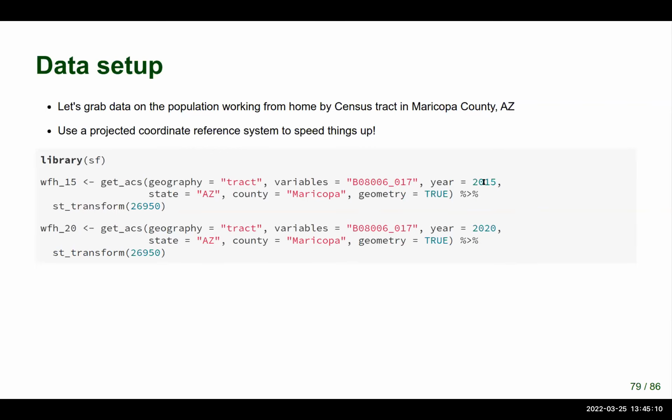And so the variable that we're using is B08006017. We'll grab it for the 2015 ACS and the 2016 to 2020 ACS. We're using st_transform. For those of you who are new to R, this is more advanced. What we're doing is we're using something called a projected coordinate system, which is a topic that is really beyond the scope of our conversation today, but just in a nutshell, we're representing our spatial data in a way that's appropriate for the Phoenix area, and this will speed up our analytics quite a bit. So let's go ahead and pull that data down and take a quick look at it.